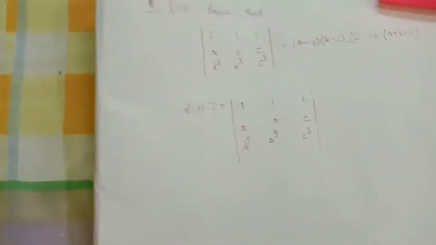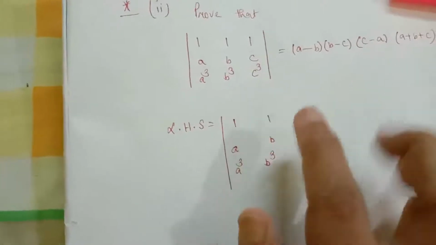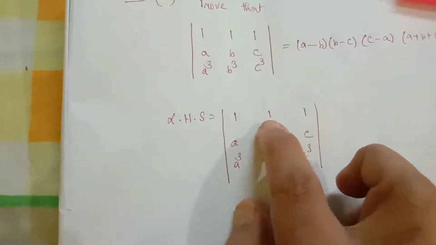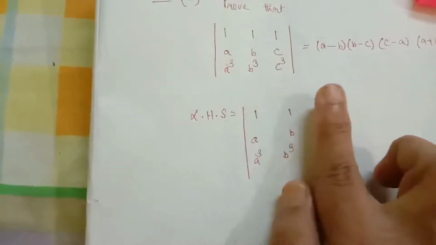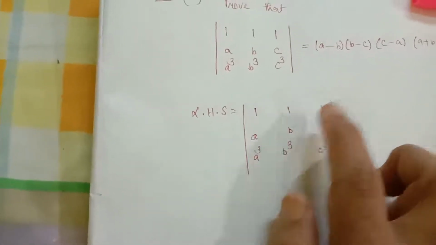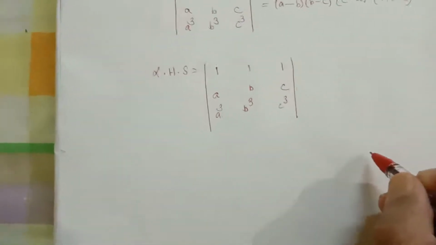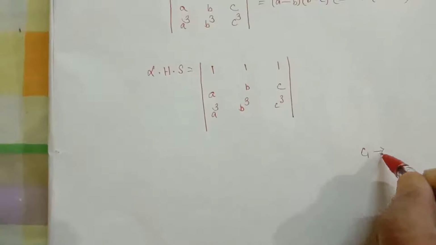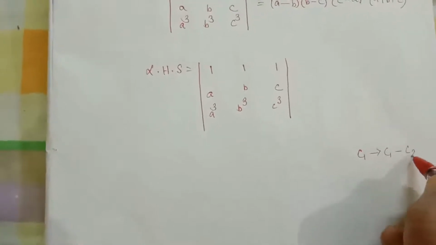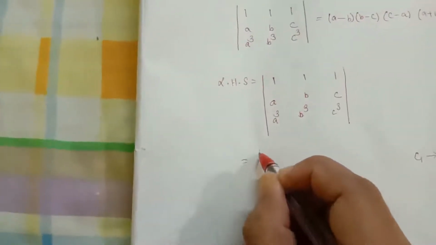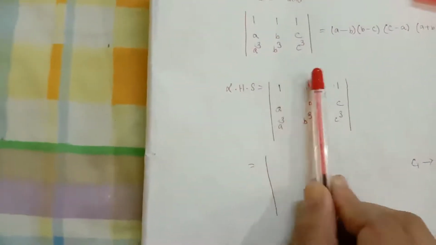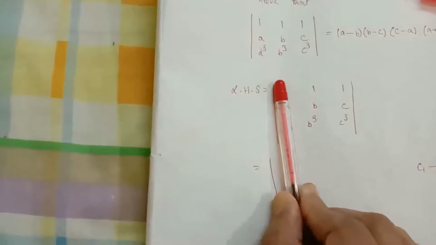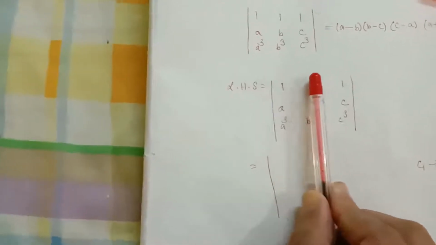Similarly, in the second column, the first element is 1. In the third column, the first element is again 1. So if we replace C2 by C2 minus C3, we will get another 0. So one by one, first let us replace C1, the first column, by C1 minus C2. We are doing this to bring 0 in the determinant. This is our C1 and this is our C2. We are doing C1 minus C2.